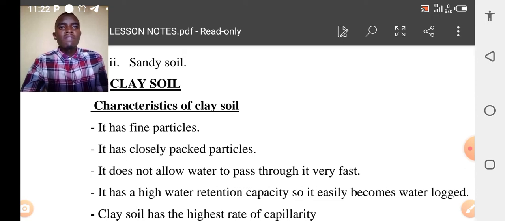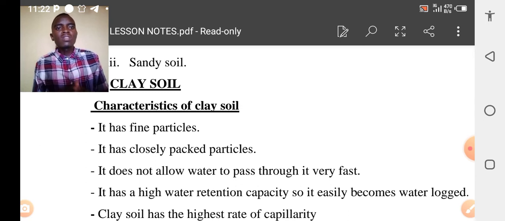It has fine or smooth particles, and it has closely packed particles. Yes, the particles of clay soil are closed or bonded. And the third one, it does not allow water to pass through very fast.